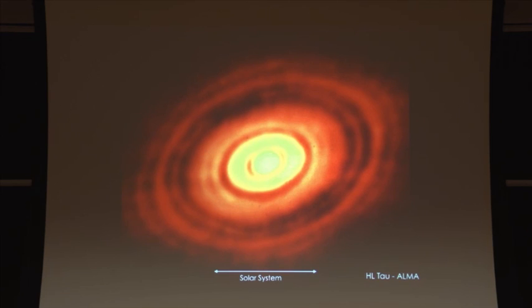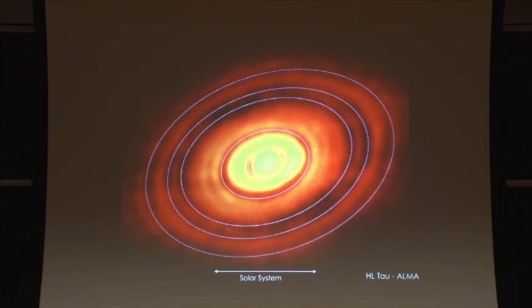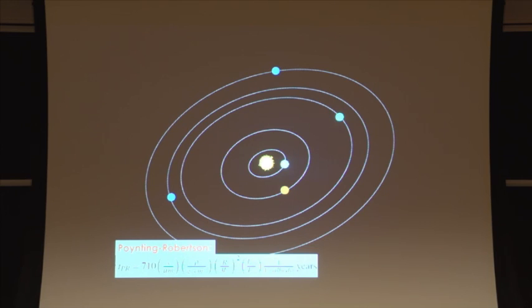But after the gas is gone, as I said, in about 6 to 10 million years, the system should look something like this. For this particular star, you will have a star in the middle, in this case about half a solar mass, and you will have some planets. And after the gas is gone, the primordial dust leaves the system fairly quickly.